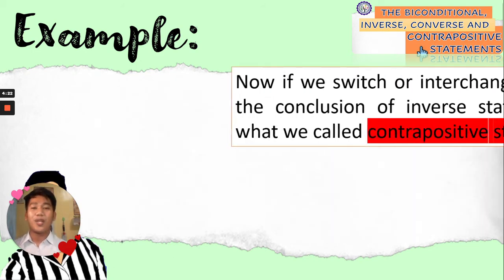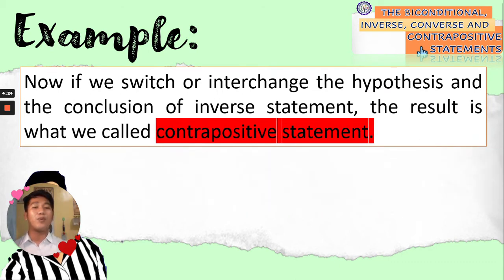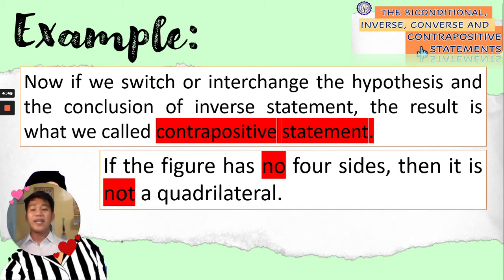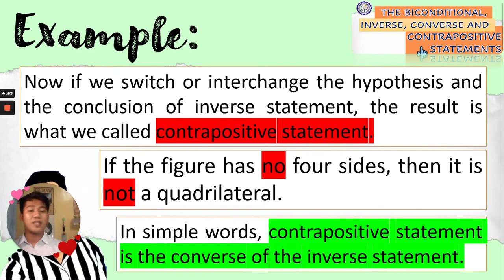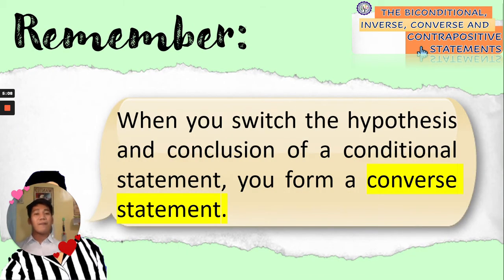Of course, when we switch or interchange the hypothesis and the conclusion of the inverse statement, the result is what we call the contrapositive statement. If the figure has no 4 sides, then it is not a quadrilateral. And that is the contrapositive statement. In simple words, we can say that the contrapositive statement is the converse of the inverse statement. Got that? So always remember that the contrapositive statement is the converse of the inverse statement. Okay, so let's wrap up the 3.